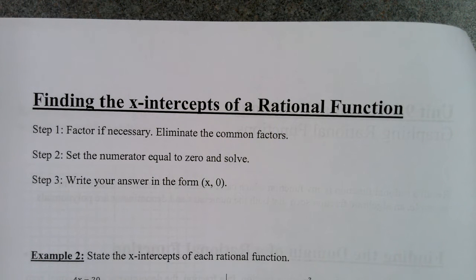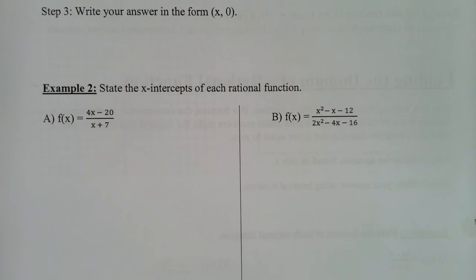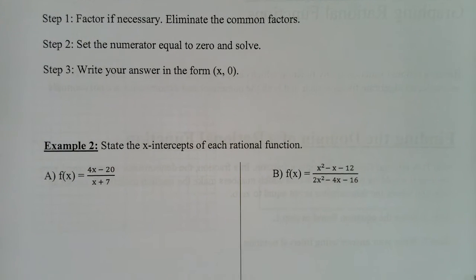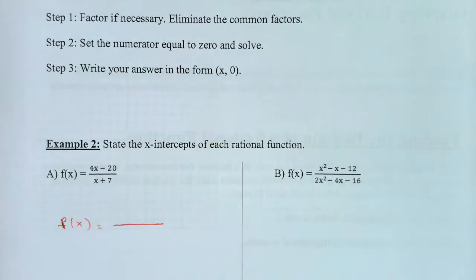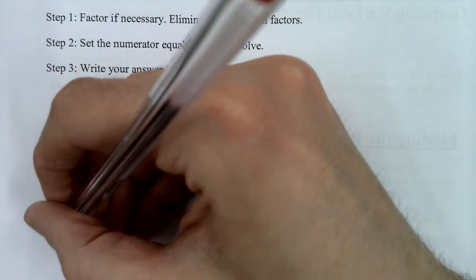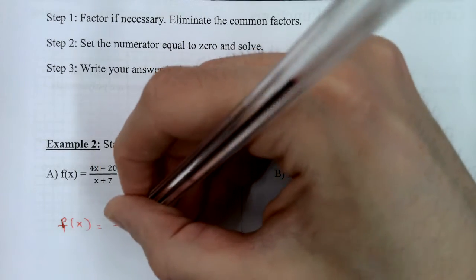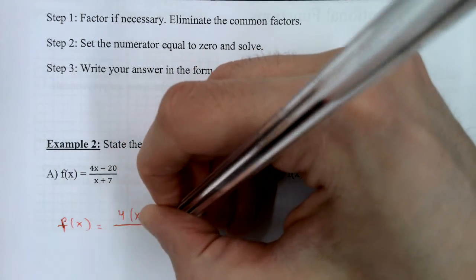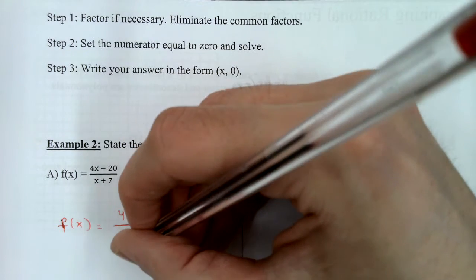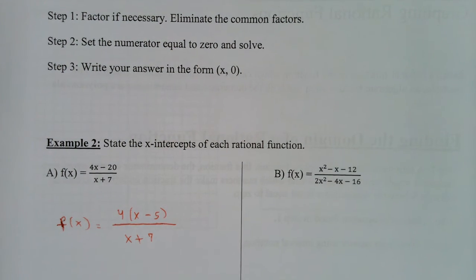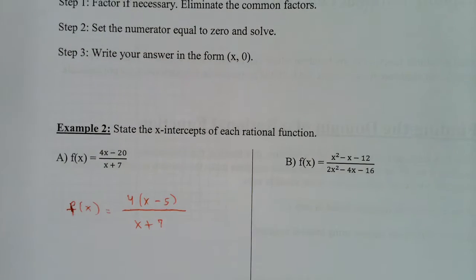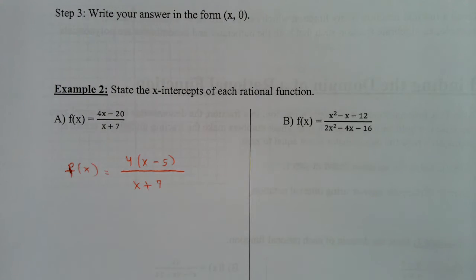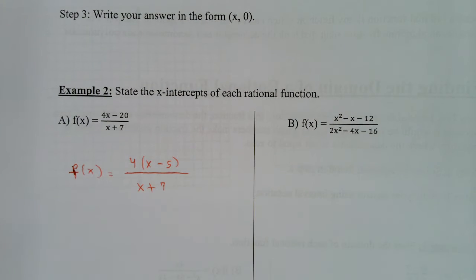So here we go. I have 2 examples, 2a and 2b. Step 1 says factor and eliminate the common factors. So f of x equals, factor out the GCF from the numerator. The GCF is 4. So you factor out the GCF of 4 and it leaves you with x minus 5. Eliminate the common factors if there are any. In this one, there are no common factors, so there's nothing to eliminate.